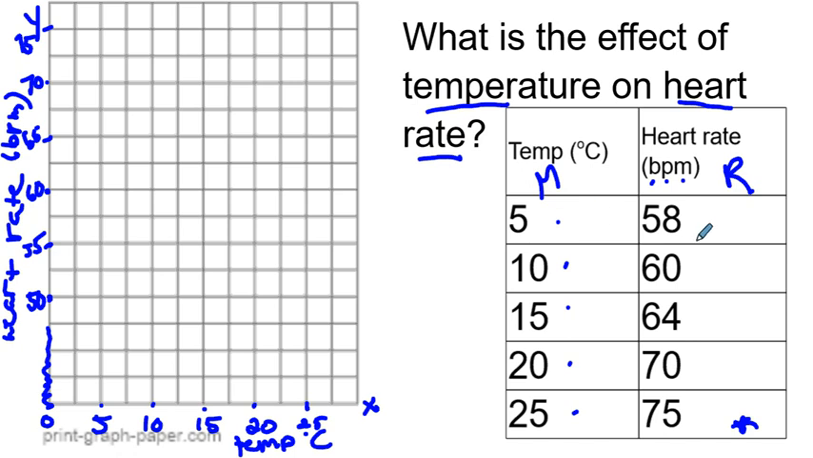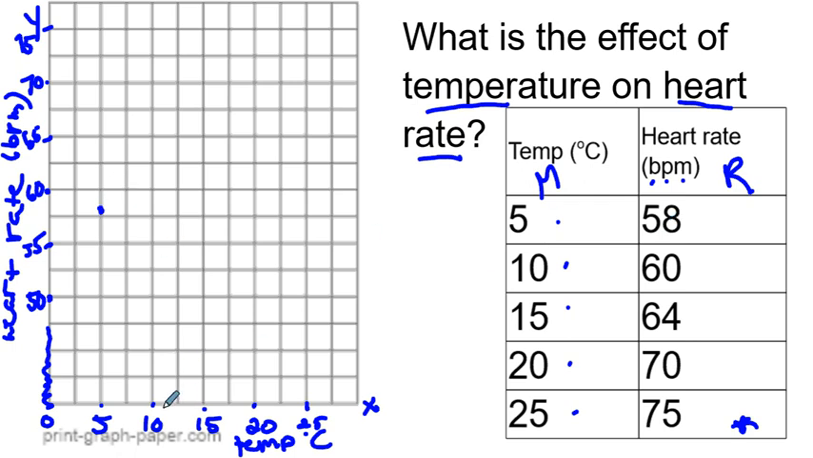So at 5 degrees, my heart rate was 58. So I'm going to find 5 degrees on my x-axis, and then I'm going to trace that line up to 58 beats per minute. So if this is 55 right here, and this is 60 right here, then I'm going to estimate 58 to be about here.